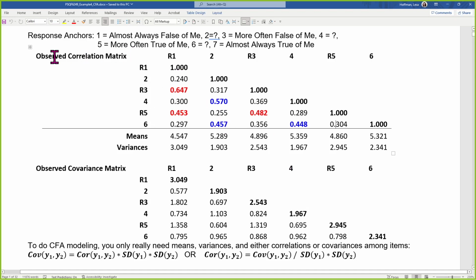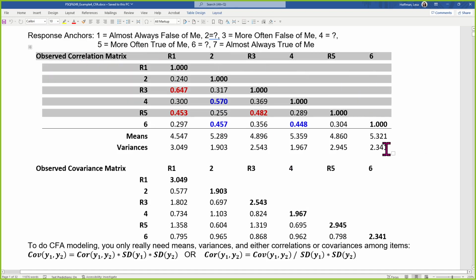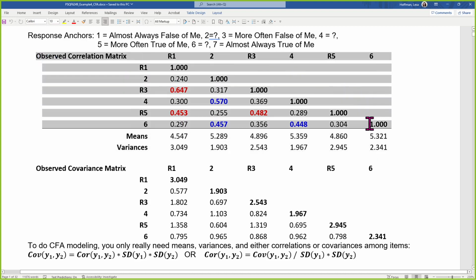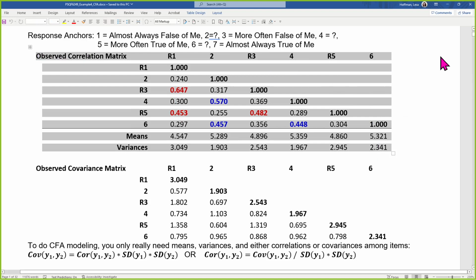So I have the observed correlation matrix and the means and the variances. And just judging by the means, it looks like there's a chance that these things could be reasonably symmetric. The means are between 4 and 5, but the scale goes up to 7. The variances do differ quite a bit across items. And if you are reading an article that only gives you this much information, you can actually still do a data analysis using their data.